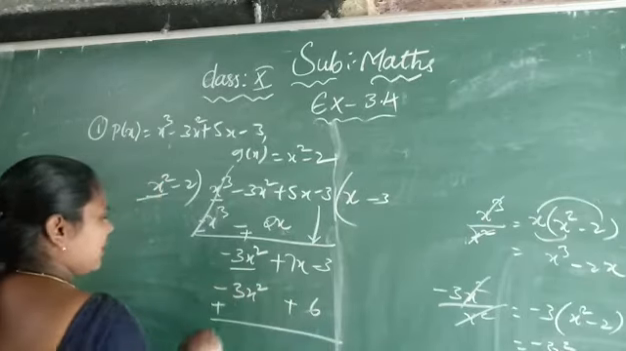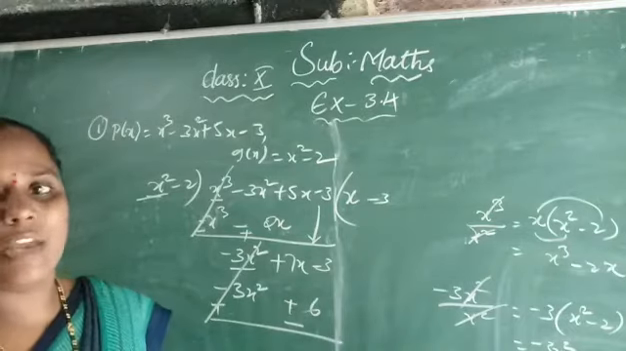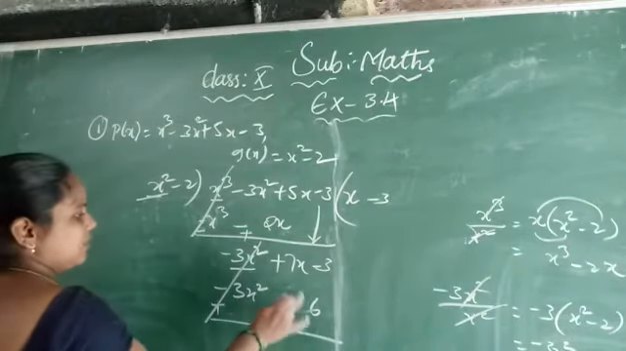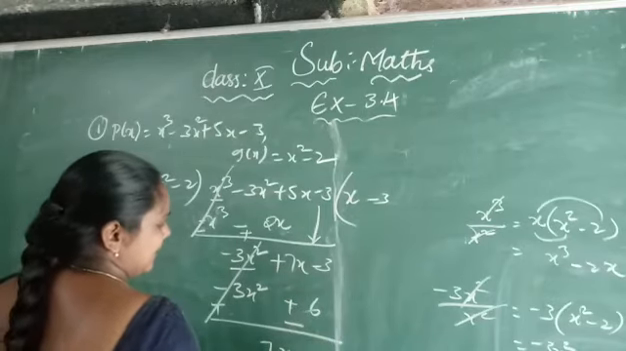So minus value becomes plus, and plus value becomes minus. Minus 3x square and plus 3x square cancel. So here 7x, and 6. This is of a different degree, so write 7x like that. Minus 3 minus 6 is minus 9.